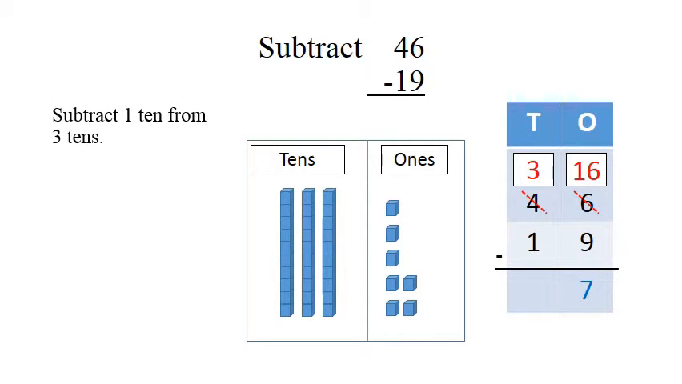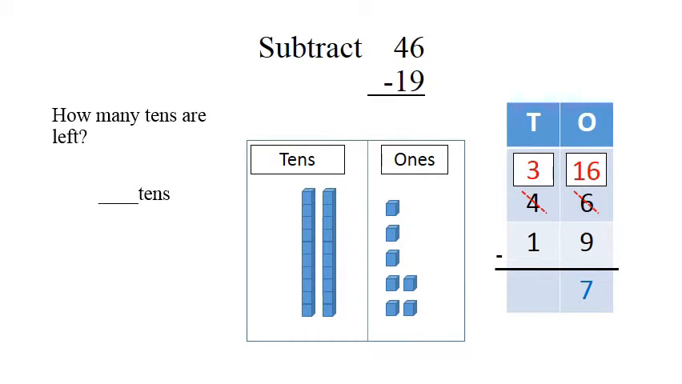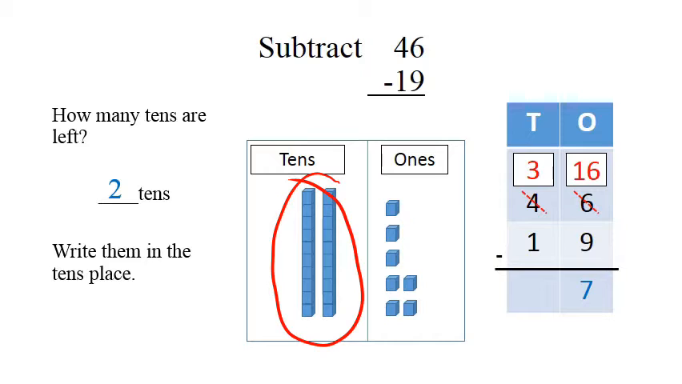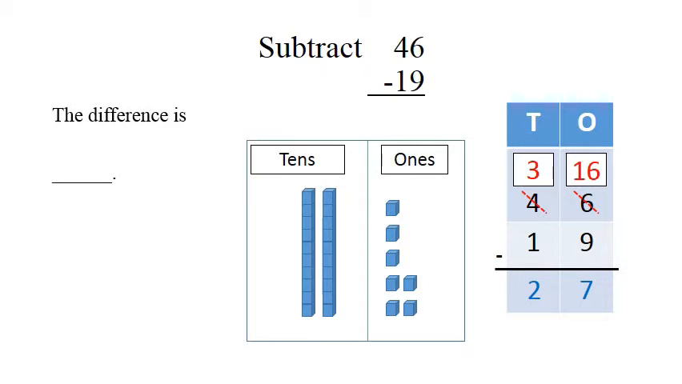My next step is to subtract the tens. I have 3 tens and I'm going to subtract 1 ten from the 3 tens. Here's my 10 and I'm going to take it away, so I crossed it out. Again, I have to model how many tens are left. Well, if I look back over at the base 10 chart, I have 2 tens left. So there are 2 tens. Now I'm going to record it in the tens place. So the difference is 27.